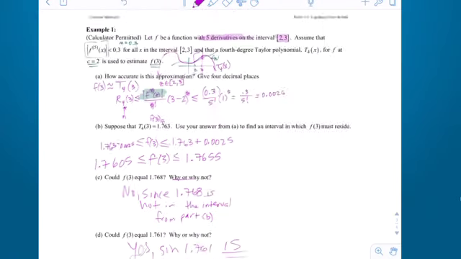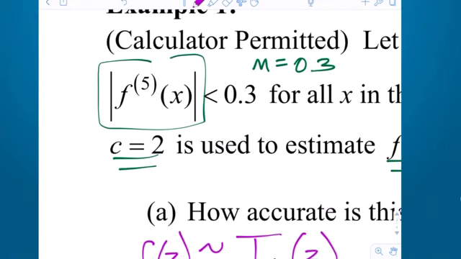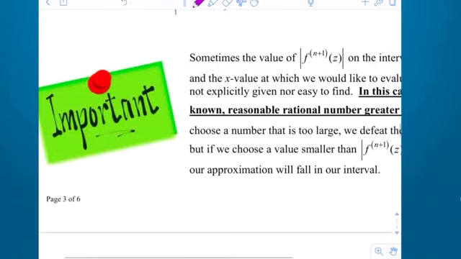All right, so this one was easy. They handed you the maximum value on the interval. Are they always going to do that?